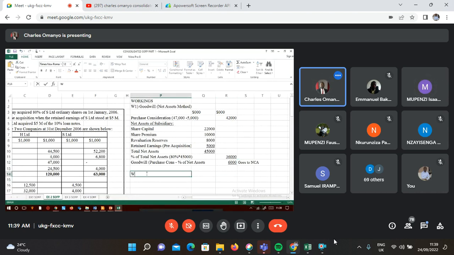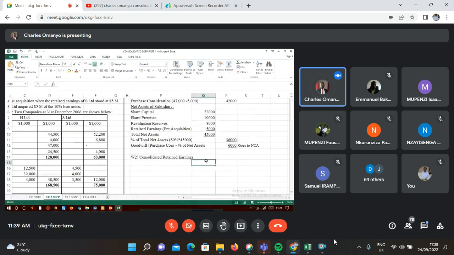Working number 2 is consolidated retained earnings. In consolidated retained earnings, you show what goes to H Limited. Remember, H Limited is the parent. And also, you show what goes to S Limited. What is S Limited? It is a subsidiary.